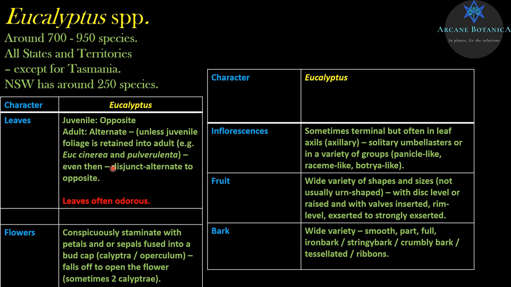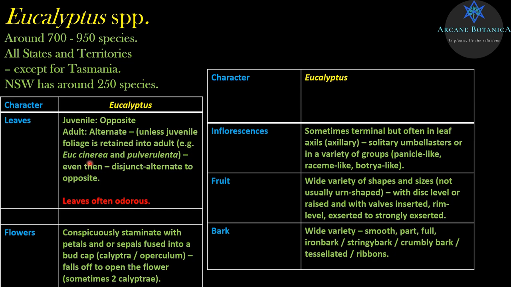And there's a lot of variety about how quickly those juvenile leaves go from opposite to alternate, or the subsequently produced leaves start to be alternate. So you might get five pairs of opposite leaves, and then you start getting alternate leaves. You might get 10 pairs of opposite leaves, and then you start going alternate. What I'm trying to do consistently is refer to the juvenile leaves for some species as to whether they're helpful for identification. A lot of the time they are, but sometimes they're not. Then the adult leaves are alternate, unless the juvenile foliage is retained into the adult plant.